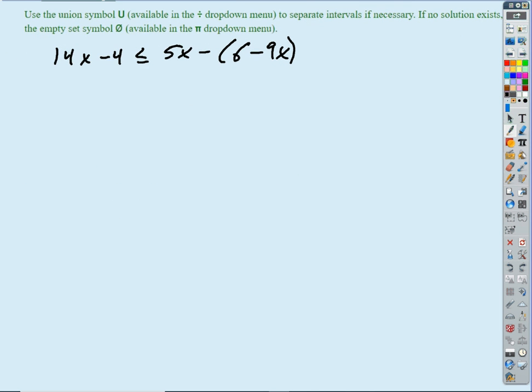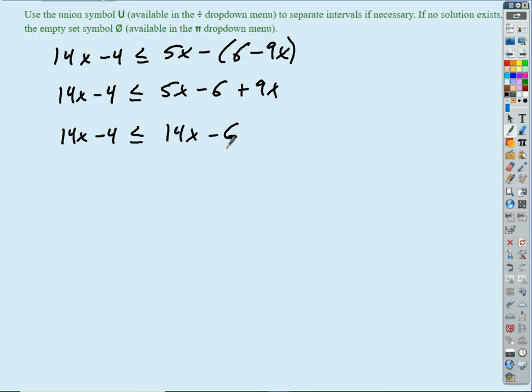What do we got to do there? Distribute the negative. If I distribute the negative, I'm going to get, okay, if I combine like terms, 5x plus 9x is 14x. Okay, just like before, if I subtract 14x from both sides, the variables go away. This time I end up with negative 4 is less than or equal to negative 6. True or false? False.